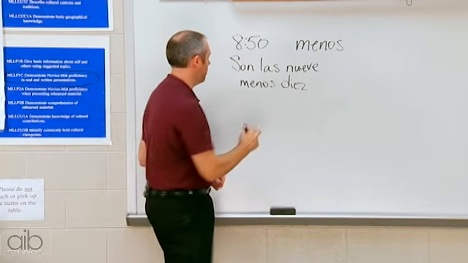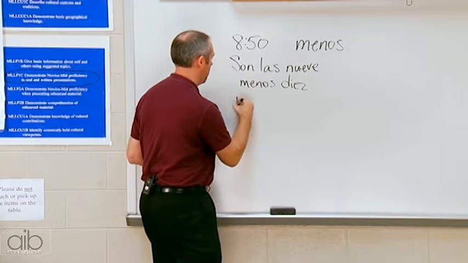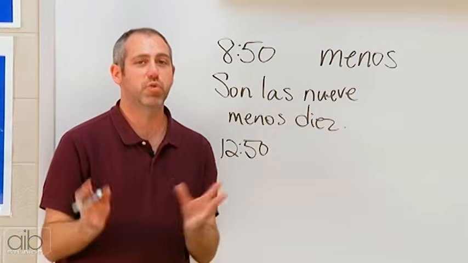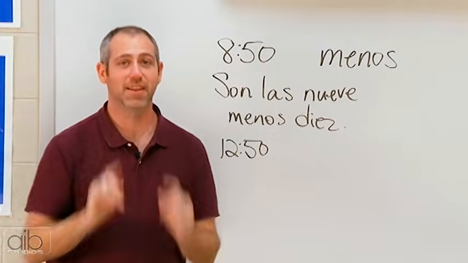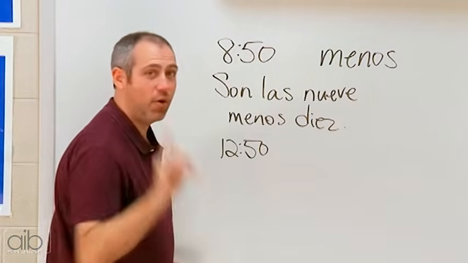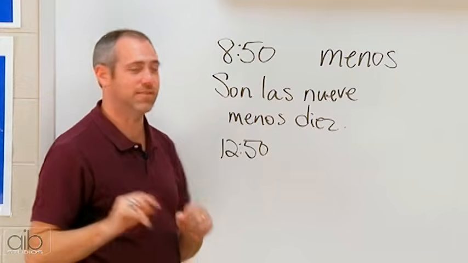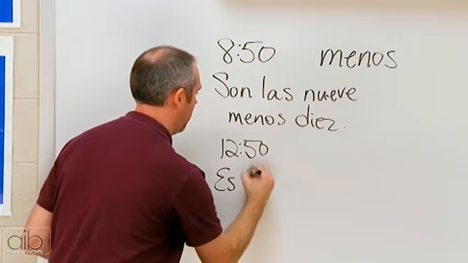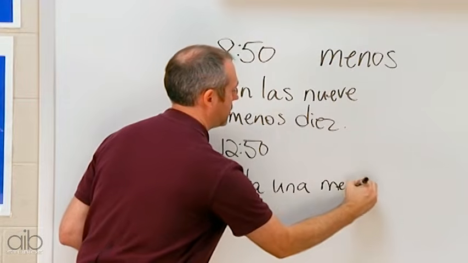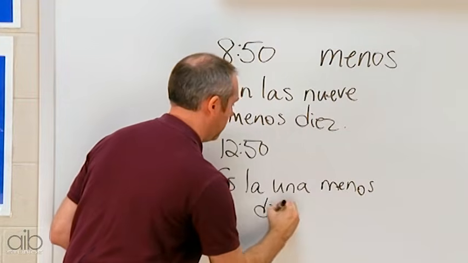I don't want to trick you here, but watch this one. If it's 12:50, it's approaching 1 o'clock. So we're going to go ahead and say it's 1, just minus 10. So how do you say it's 1? Not son las, right? Es la una menos 10.